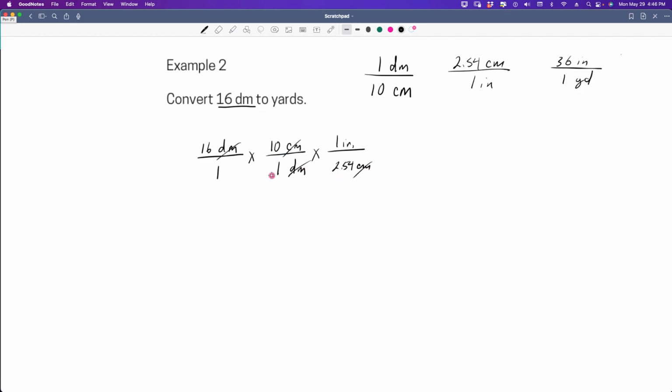Cancels my centimeters. Now I'm going to go from inches to yards. So I'm going to say 1 yard is equal to 36 inches. All right, so that is a shorter way to do it. If I had done 12 inches is 1 foot and 3 feet is 1 yard, I would have ended up multiplying 3 times 12 and gotten 36 inches anyway. So this is just a shortcut.